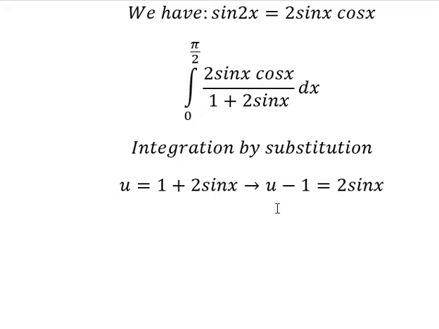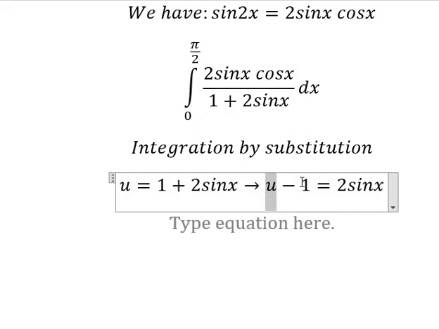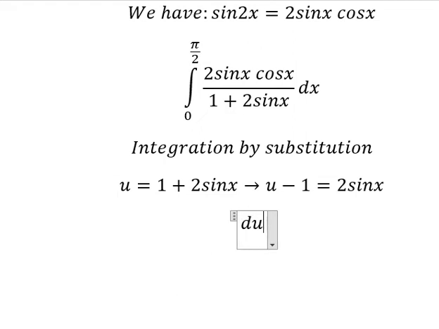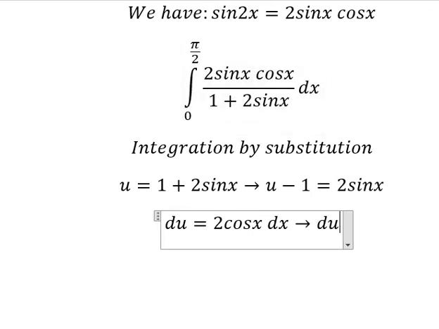Next, we need to first do the derivative for both sides. This one we have number 1. This one is a constant, so you get 0 in here. This one we have 2 cos x dx. Because we don't have number 2 in here, we divide both sides by number 2.